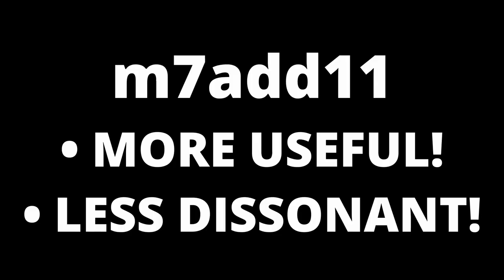Let's now look at the minor 7th add 11 chord. You saw earlier that they can also be used diatonically as more chords in major keys, and they are also a less dissonant sound than major 7th add 11th chords, so they are generally a more useful chord.